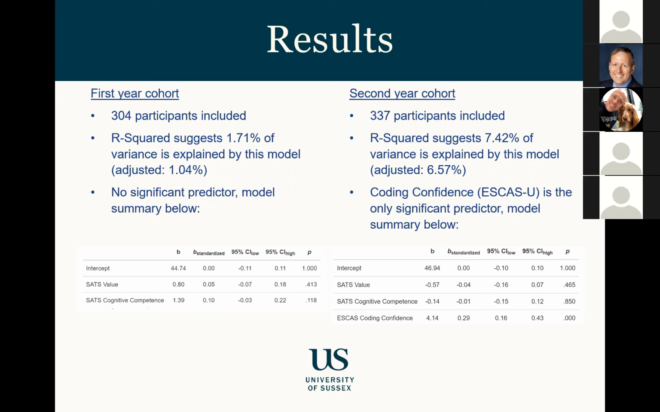For the second year cohort, we included 337 participants. We found that the best model in this case was the next model, so the second, which included SATS value, cognitive competence, and coding confidence from the SCAS-U scale. So we found through this model that coding confidence was indeed significant and had an impact on the attainment in the TAP. We also found that the model would explain 7.42% of the variance in the current data and 6.57% when adjusted to wider population.